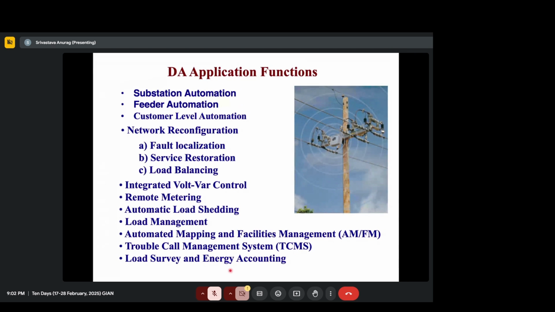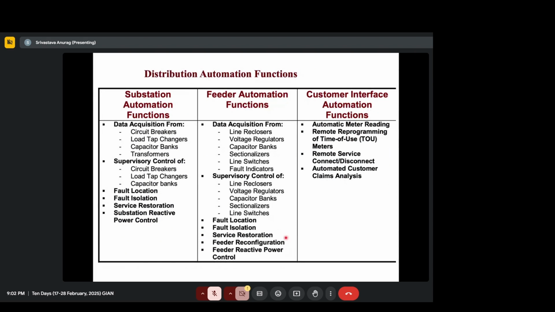So there are different applications: substation automation, feeder automation, customer level automation, and that results in a lot of different network configurations in terms of locating the fault, restoring service, and balancing it. Distribution automation also helps with integrated volt-VAR control, metering, and automated load sharing if the frequency is down, which is rare, but it happens. Load management, and also automated mapping and facility management. Trouble call management we already talked about, and doing the survey of load and energy accounting.